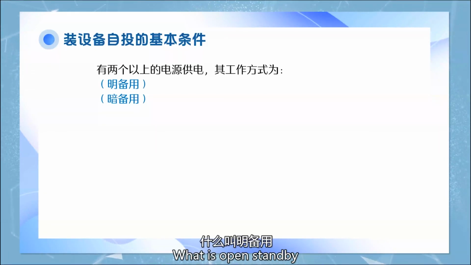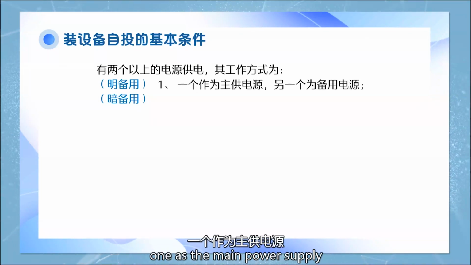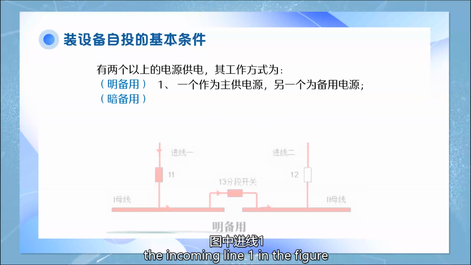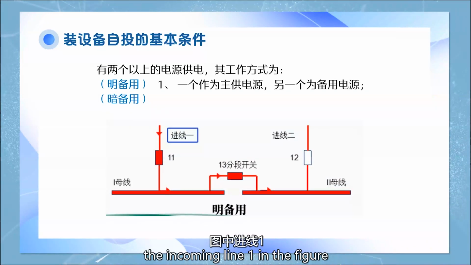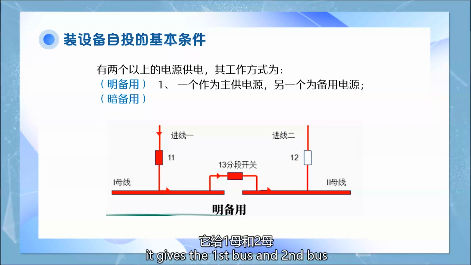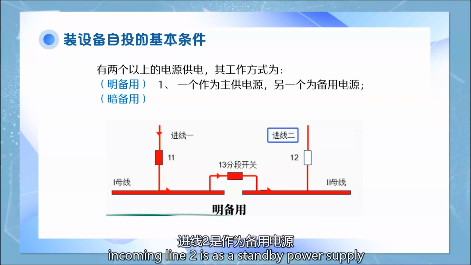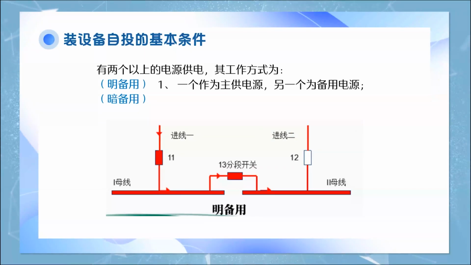What is open standby? Open standby has one main power supply. Incoming line 1 in the figure is the main power supply. It gives the first bus and second bus power supply. Incoming line 2 is the standby power supply.